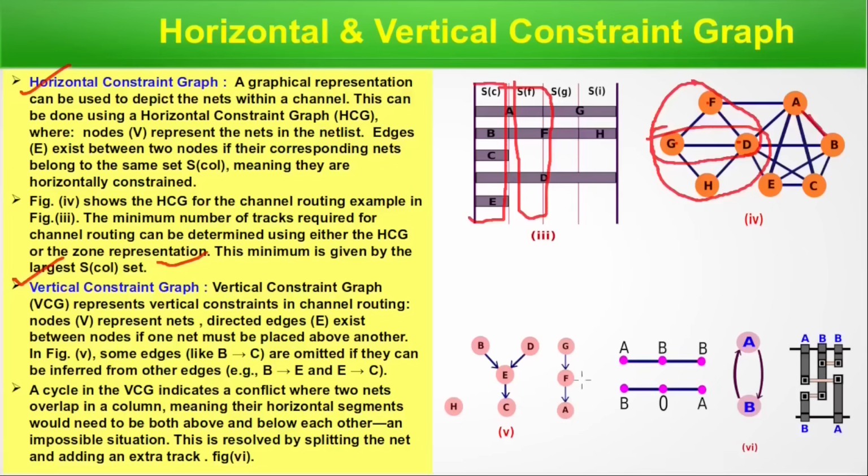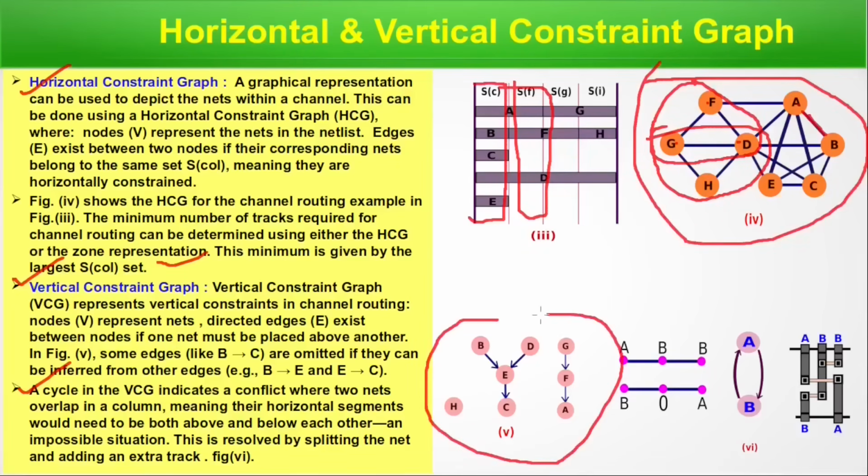And here another scenario, a cycle in VCG indicates a conflict where two nets overlap in a column. So with this horizontal and vertical graph, we can easily determine which nets are connected. And in the vertical constraint graph, we can determine which net must be placed above which net, and which will remain below. The scenario is completely clear from these two graphs.